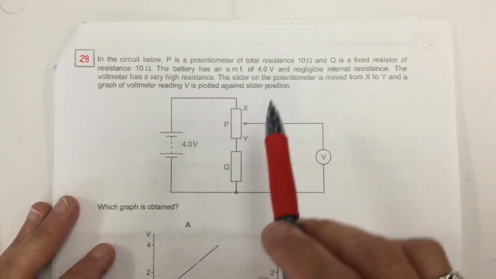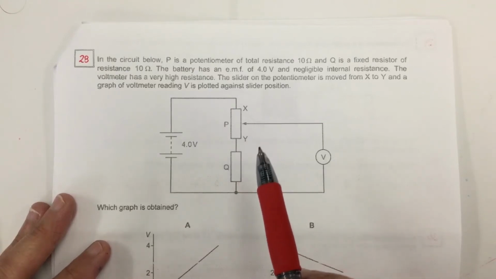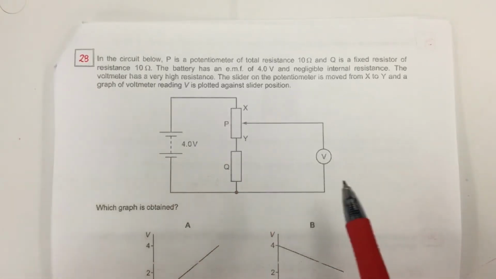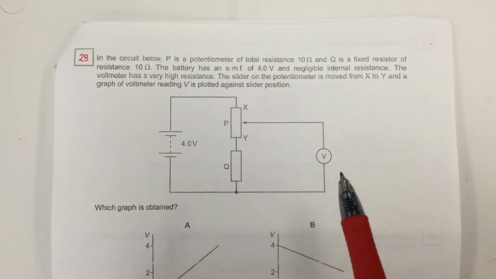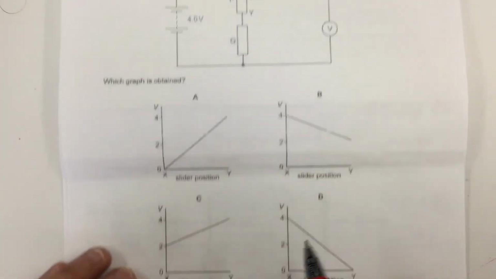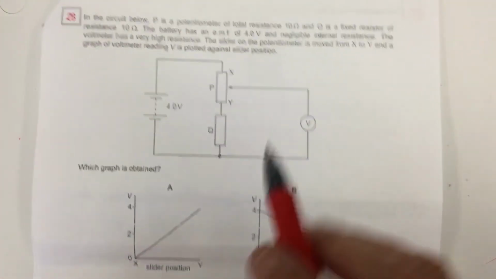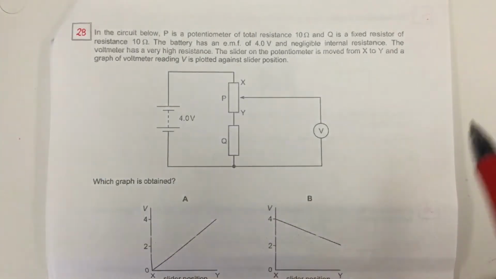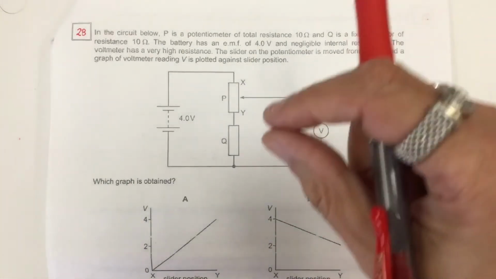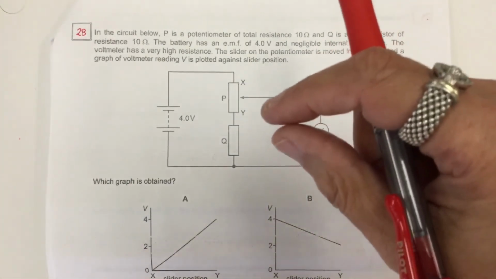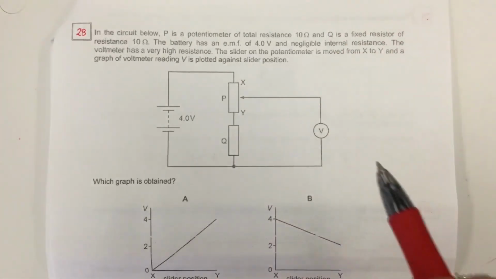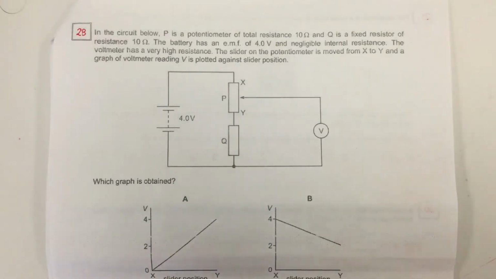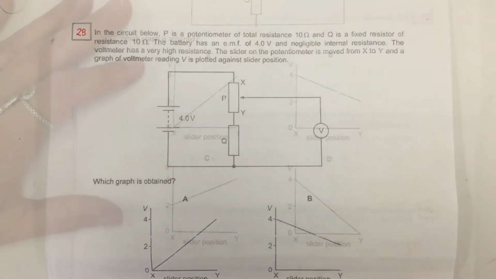The slider of the potentiometer is moved from X to Y, and the graph of voltmeter reading, V, is plotted against the slider position. See? What it does is, it's kind of a lab experiment where you are going to use a voltmeter and slide to different slots on the potentiometer, and then you are going to read, and use this data and present it in graph form. So each graph will be produced by this story.